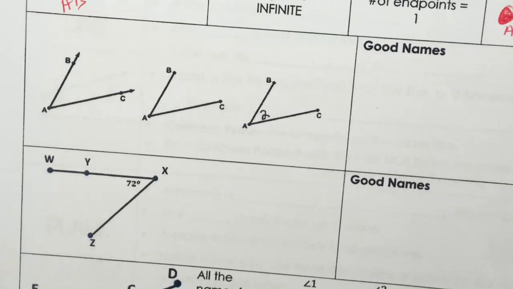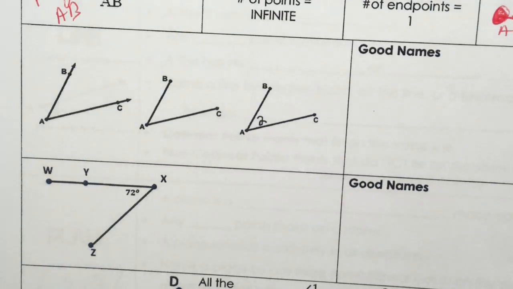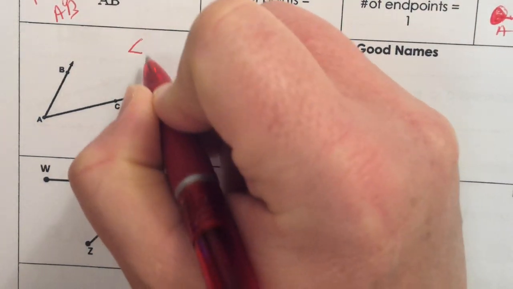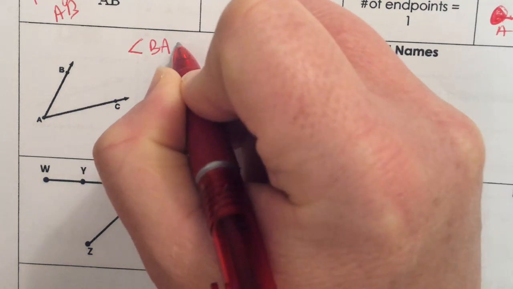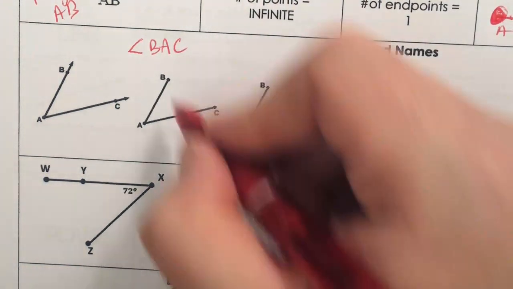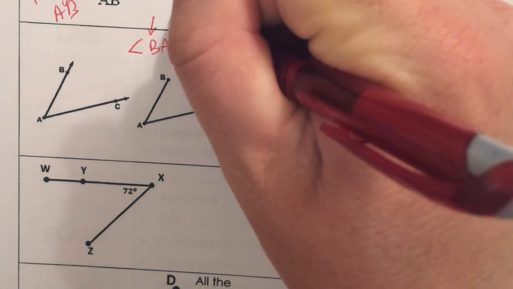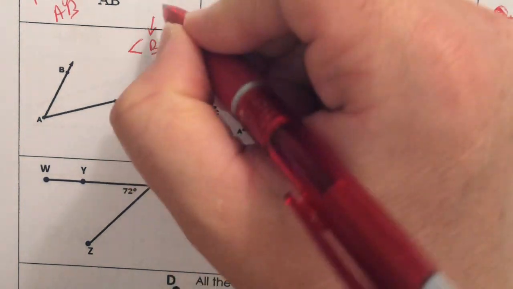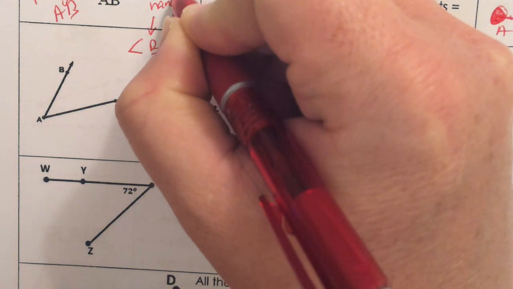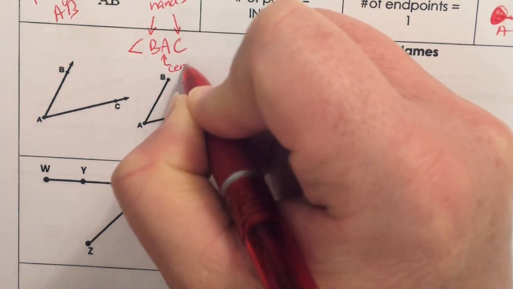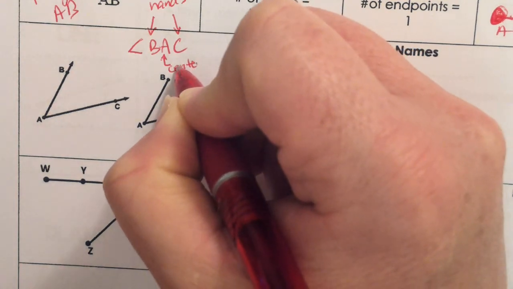Okay, so we are going to talk about angles. This is very, very important. So think about it this way. This is angle BAC, where you think of B and C as the hands, and A is the center. Sorry, the corner.